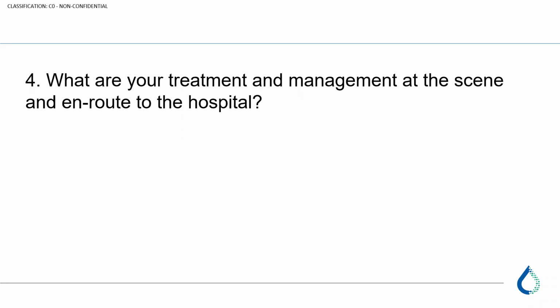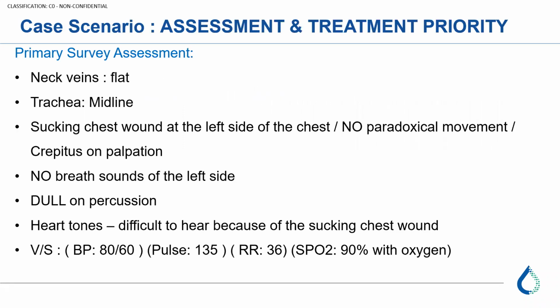In terms of circulation, you look for obvious bleeding. Check for the wounds. There's a sucking chest wound as per the assessment, so you have to cover it with an occlusive dressing. What if you don't have an occlusive dressing? What can we use in a practical approach? If we have an Asherman chest seal, we can use it. But if we don't have an Asherman chest seal, what else?